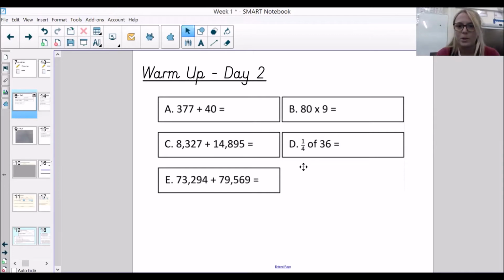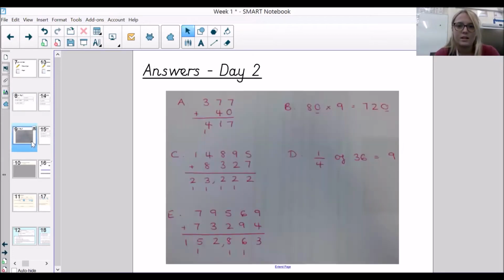Okay, so I hope you got on all right with those. Let's go through the answers together. I've done the working out here. This is how I would have calculated the answers. I'm just going to go through them quickly today, not quite as much depth as I did yesterday. So question A was 377 plus 40. The thing that you really need to be careful for here is lining up those place values. Obviously 40 is only a 2-digit number, so lining the 4-digit up with the 7 tens digit in 377. So your answer would have been 417. Give yourself a tick if you got that right.